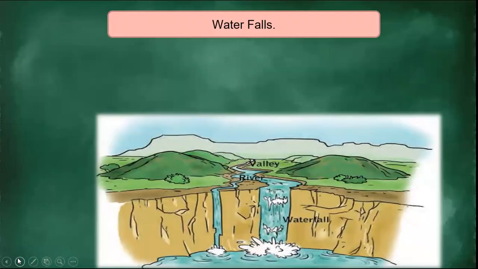Now we are going to look at the waterfalls. Here is an example of a waterfall. As you can see, the river is coming this side and then the water goes down. And here it is very steep, okay?